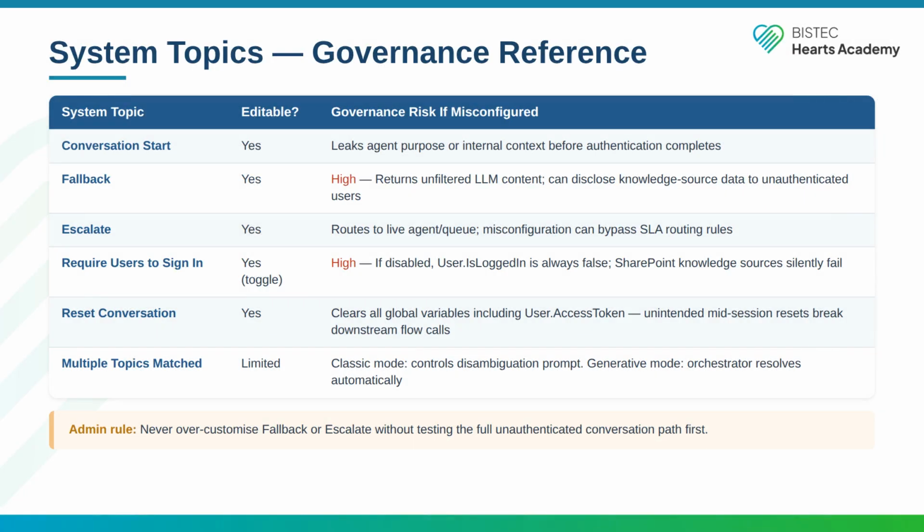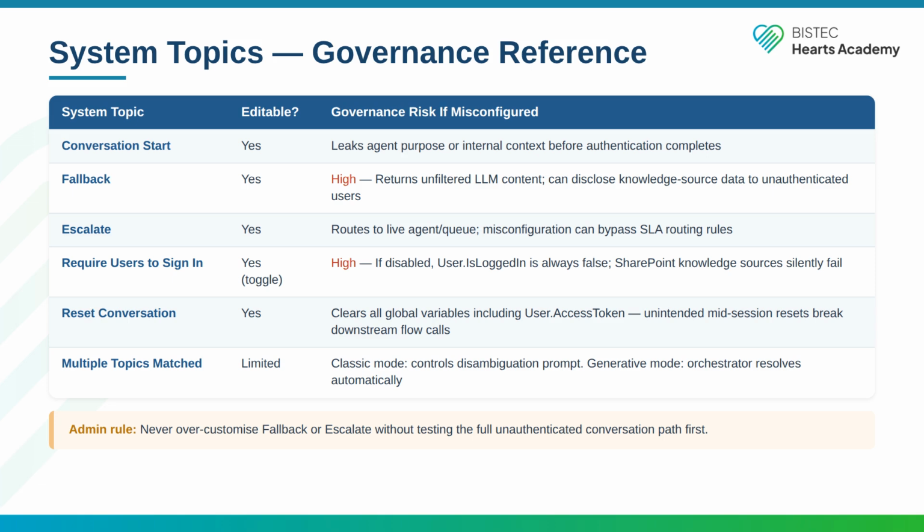System topics are the platform-level scaffolding that every agent includes automatically. Unlike custom topics, you did not author them. They were created by the platform. Some are editable, some have limited editability, and every one of them carries governance implications when misconfigured.